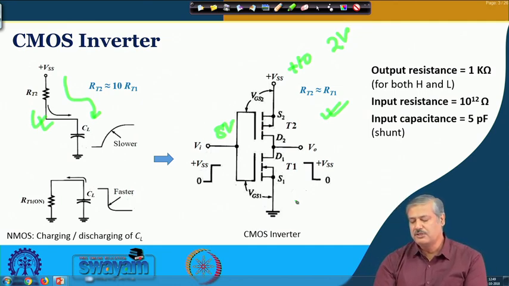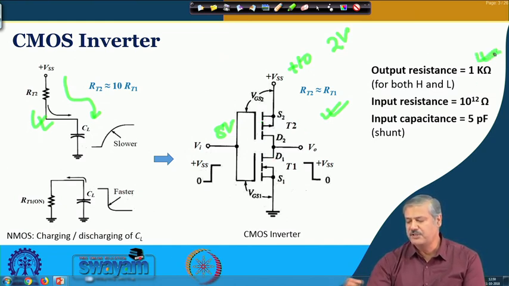Okay. So, the PMOS is made in such a manner that though the mobility of hole is less, the output resistance is symmetrical for both the cases, of the order of say 1 kilo ohm, okay, and the charging and discharging is faster compared to what we had seen before.